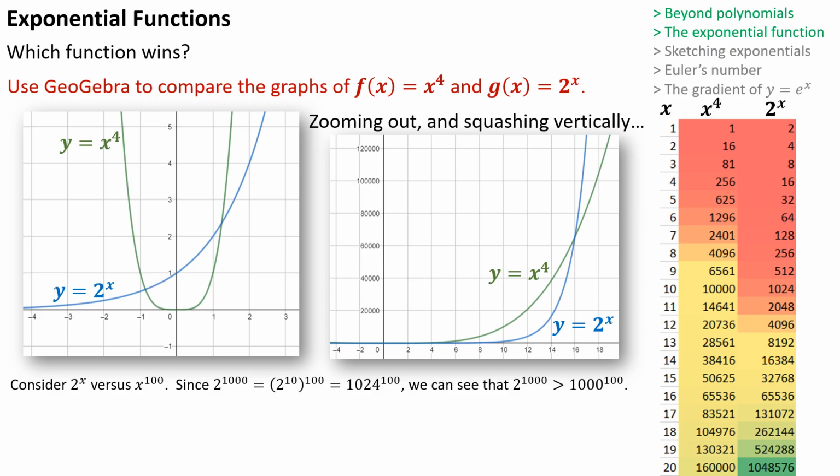In this case, for instance, if we make x equal to 1,000, then we've got 2 to the power of 1,000, which I can rewrite as 2 to the 10 to the power of 100. And because 2 to the 10 is bigger than 1,000, we know that the exponential function when x equals 1,000 is bigger than the polynomial function when x equals 1,000. And you can do this same kind of trick no matter what the numbers are.